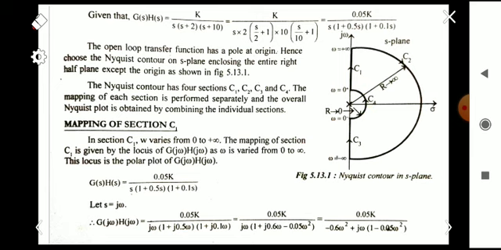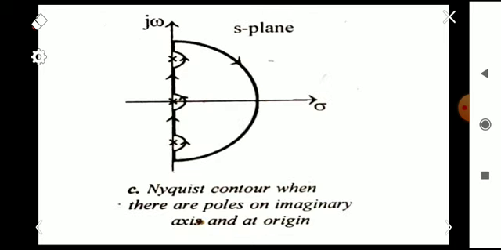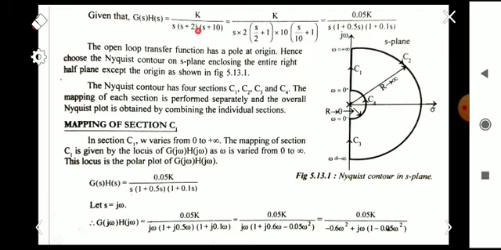If you have a single pole at the origin and poles on the imaginary axis, some conditions will be there. For imaginary axis poles, in that case we have to avoid those poles, those portions, for the analysis purpose. So this is the portion for the poles at the origin, and these two for the poles on the imaginary axis. But here in the question only a single pole is at the origin, so we have avoided that portion and considered the entire right half of the S-plane for analysis.